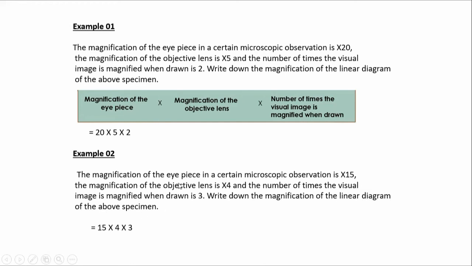So simply you multiply the magnification of the eyepiece by the magnification of the objective lens, and finally by the number of times the visual image is magnified when drawn. That is 15 multiplied by 4 multiplied by 3. So this is the magnification of this particular linear diagram.